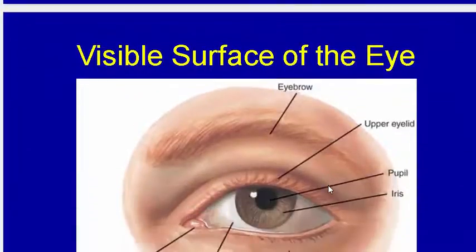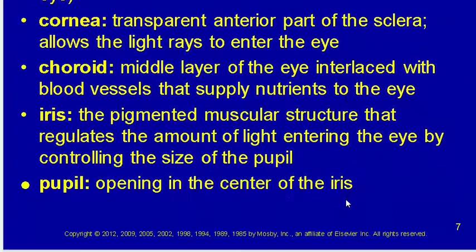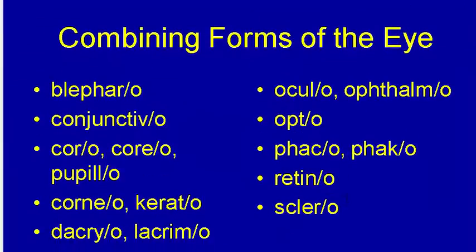So here's a picture of the visible surface of the eye. Notice again how small of a portion is visible. The conjunctiva is the white part of the eye, and if you've ever had pink eye, it's called conjunctivitis, which is just an inflammation. We know itis means inflammation of the conjunctiva, which is the white portion of the eye. Okay, so let's go ahead and skip on down to the combining forms of the eye.